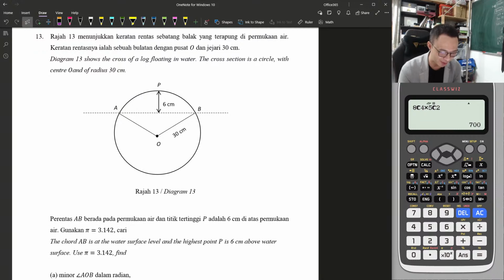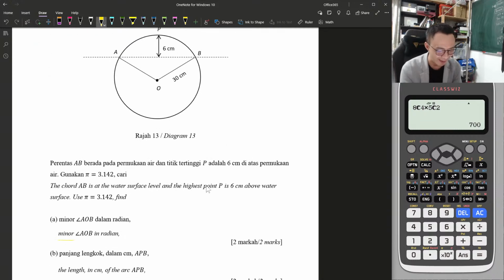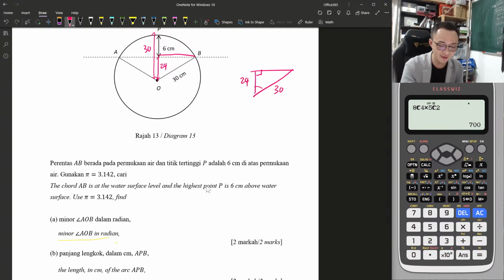Okay, so what am I doing? Right now they ask us to find the minor angle in radian. So we want to find this angle. Since I know this one is a radius also, this one will be 30, and here will be 24. So you should be able to see a small right angle triangle. This is 30 and this is 24. Then I can find this angle, which is half of this angle. Maybe I call it theta over 2. Since I have adjacent and hypotenuse, I will use cos. Cos of theta over 2 is 24 over 30.